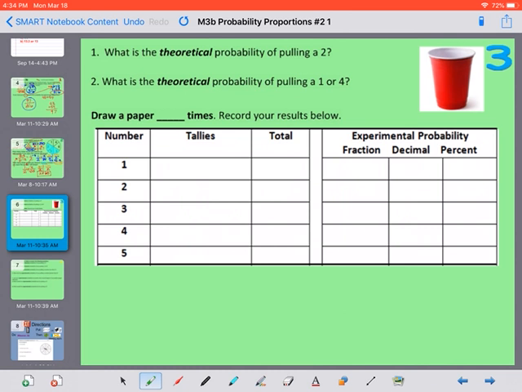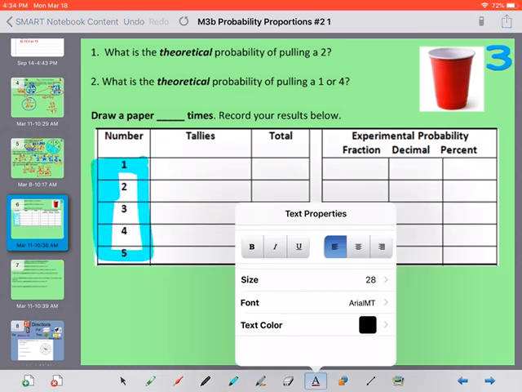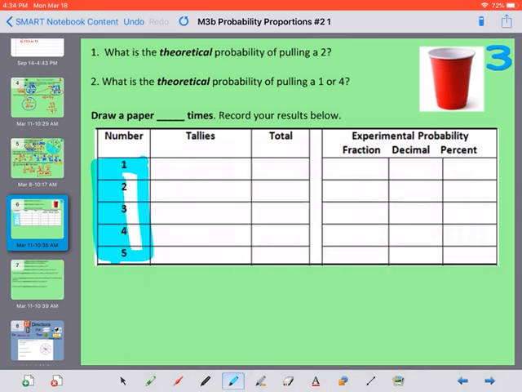It says, what's the theoretical probability of pulling a 2? Now, a little information here. These 5 numbers were put in a cup. So each of those numbers was put in the cup. What's the theoretical probability? In theory, how many times should we pull out a 2? Well, there's only one 2 out of 5 choices. So not 2 out of 5, there's one 2 out of 5. And then what's the theoretical probability of pulling a 1 or a 4? Well, that's 2 numbers, so it'd be 2 out of 5.